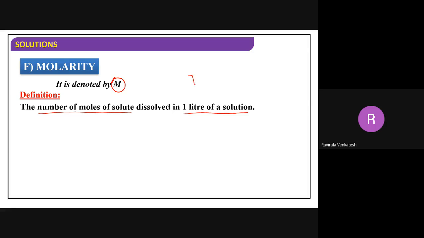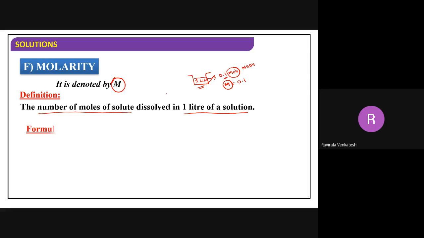For example, I have taken here 1 liter of solution. Now here I am adding 0.1 mole of NaOH in this 1 liter solution. Then the molarity is equal to how much here? The number of moles of solute will be equal to molarity when you take solution 1 liter.